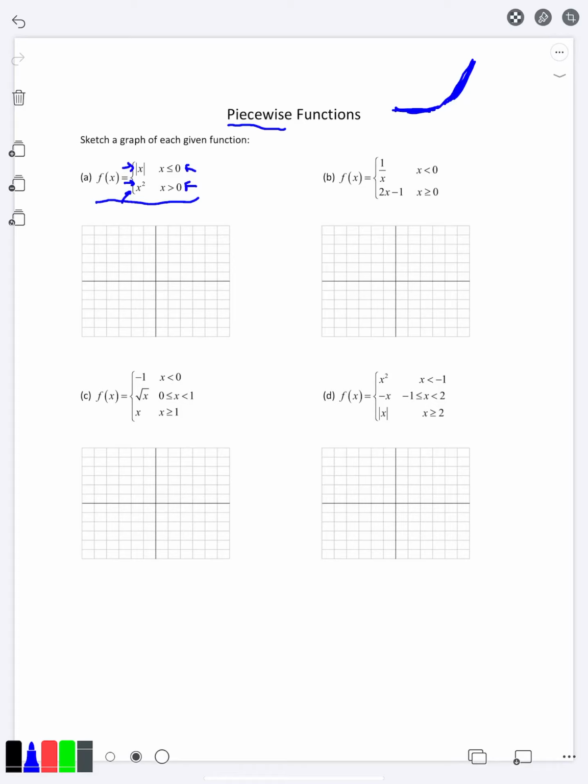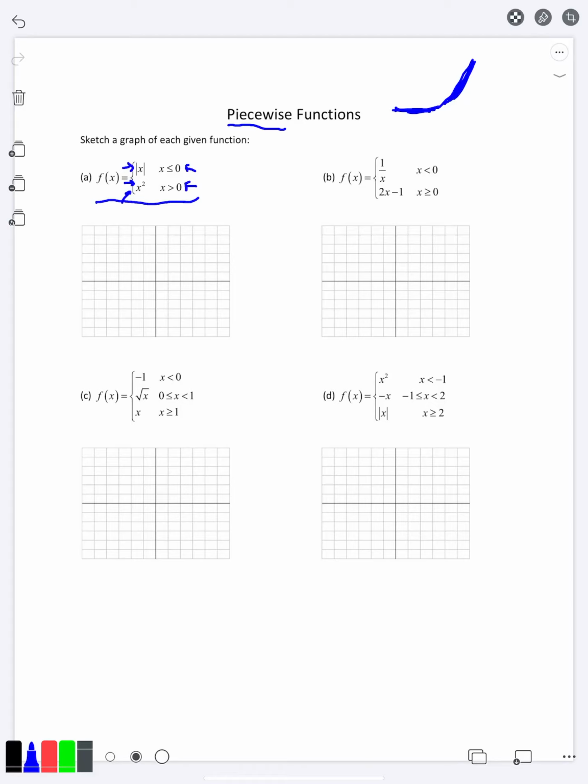So in this case here, it says that when x is a number that is less than or equal to 0, you are going to use the formula absolute value of x. And when your x is a number that is bigger than 0, you are going to use the formula x squared. And so the idea is that depending on what x value you have, you are going to use different formulas to find the y value.